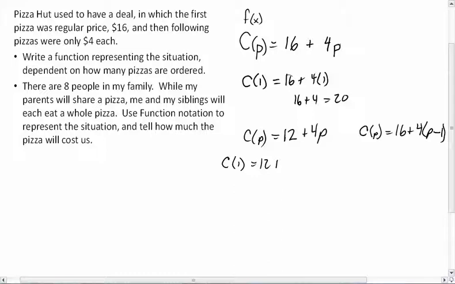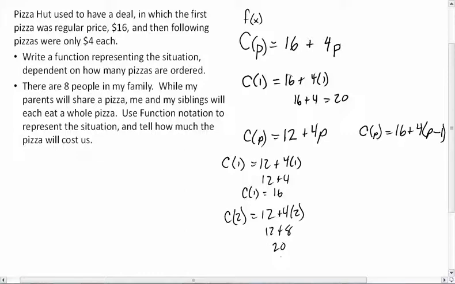So I've got 12 plus 4 times 1. So that would be 12 plus 4, which is 16. So that's what it should cost, right? And just to make sure, let's try the second one. So let's go C of 2. And so that would be 12 plus 4 times 2. And so then we would have 12 plus 8, which is 20. Is that what we want? Well, yeah, it should be 16 plus 4, which is 20. All right, let's check the other one.